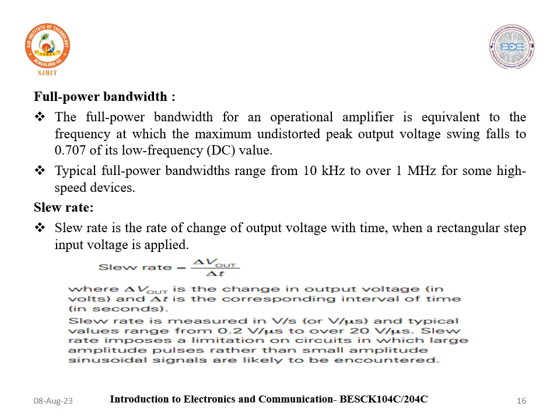Slew rate. Slew rate is the rate of change of output voltage with time when a rectangular step input voltage is applied. The equation is slew rate equals delta V out by delta T. Delta V out is the change in the output voltage and delta T corresponds to the interval of time in seconds. Slew rate is measured in volts per second, and typical values range from 0.2 volts per microsecond to 20 volts per microsecond.